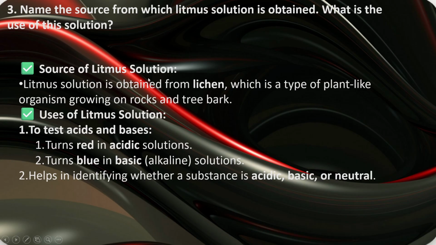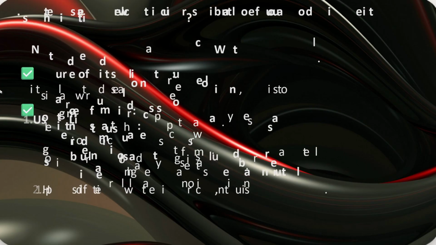First, the source of litmus solution. Litmus solution is obtained from lichen, which is a type of plant-like organism growing on rocks and tree bark. Uses of the litmus solution: one is to test acids and bases. It turns red in acidic solution and blue in basic solution. Second, it helps in identifying whether a substance is acidic, basic, or neutral.